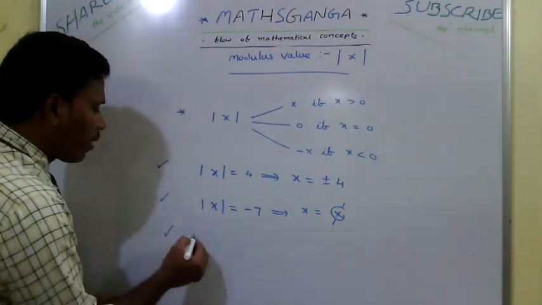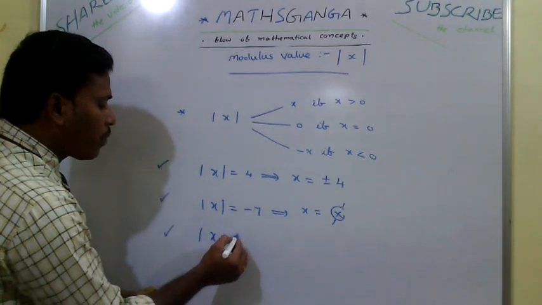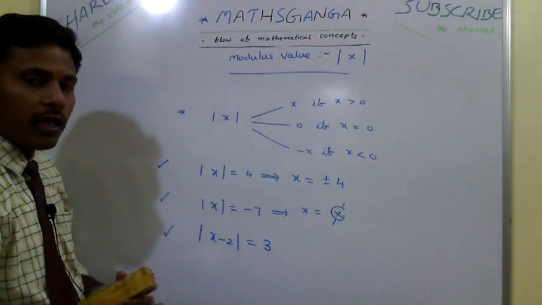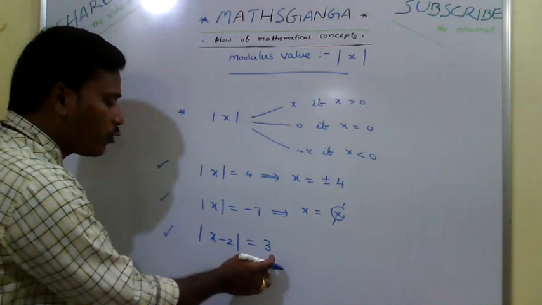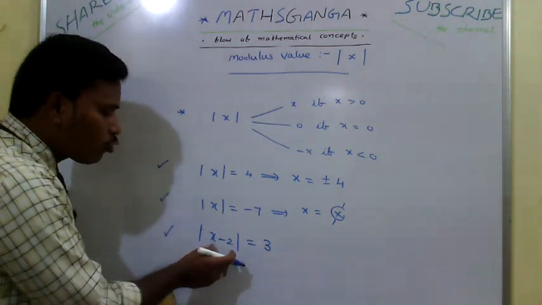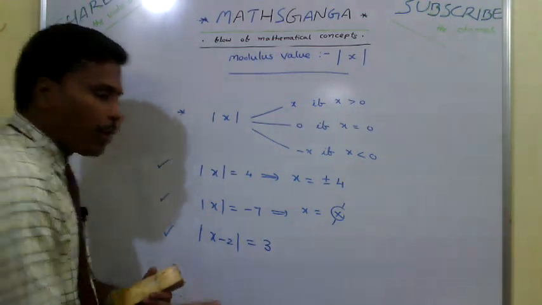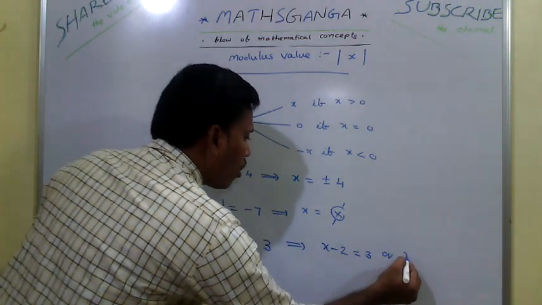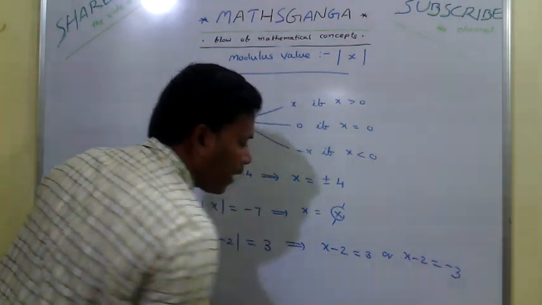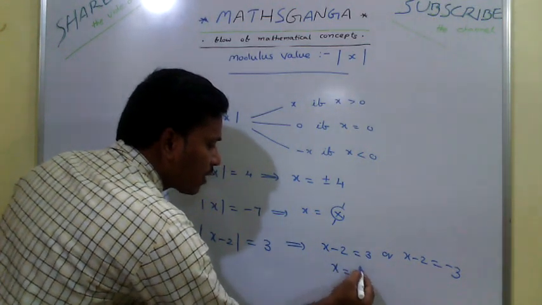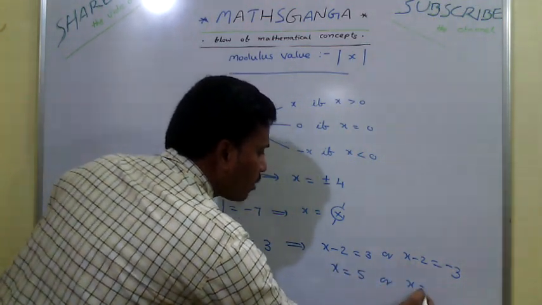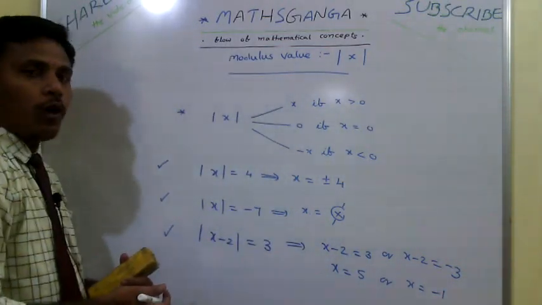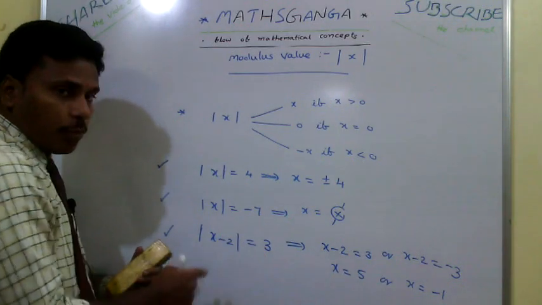In the same way, if modulus of x minus 2 is equal to 3, then what can we say about x? Since modulus of x minus 2 is equal to 3, this x minus 2 may be 3, or this x minus 2 may be minus 3. Then we will write x minus 2 is equal to 3 or x minus 2 is equal to minus 3. From this we will write that x is equal to 5 or x is equal to minus 3 plus 2, which is minus 1. So we have two options if this number is a positive number.